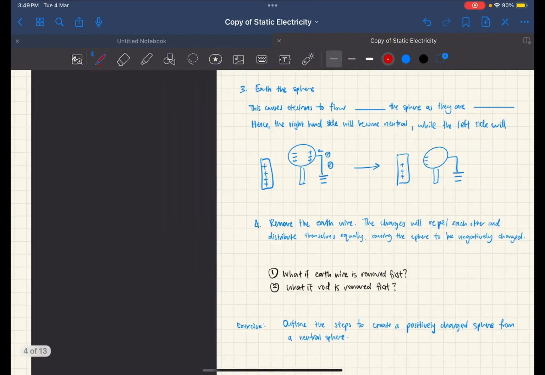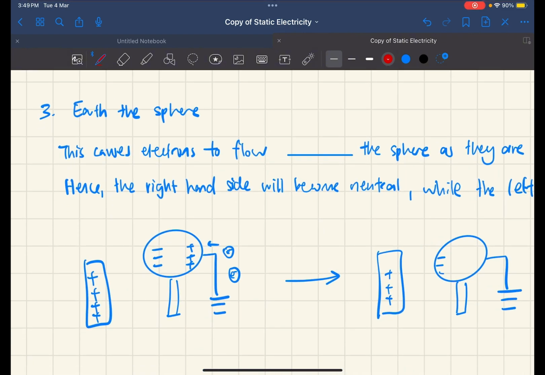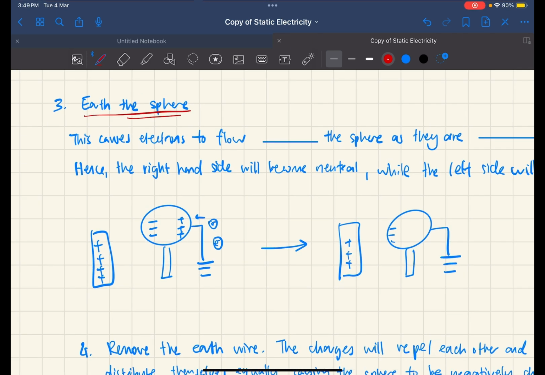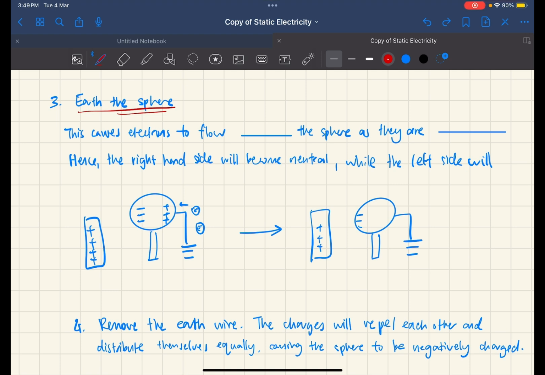So let's move on to the next one. What your earth wire does, as we said previously, is it allows electrons to either flow into the sphere or out of the sphere. Think about it this way: if you were to put an earth wire over here, the earth wire can only affect the ones that are being repelled. The ones that are attracted will be unaffected by the earth wire, whereas the ones that are repelled will be neutralized by the earth wire.